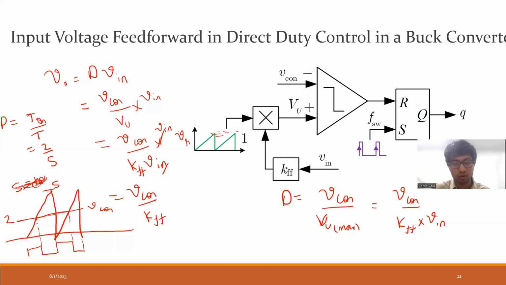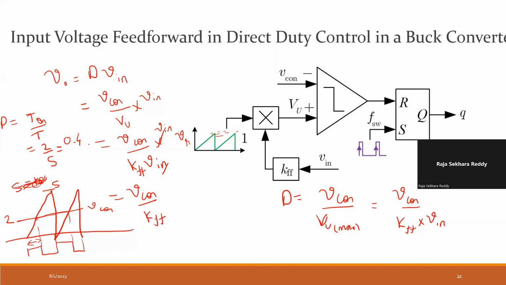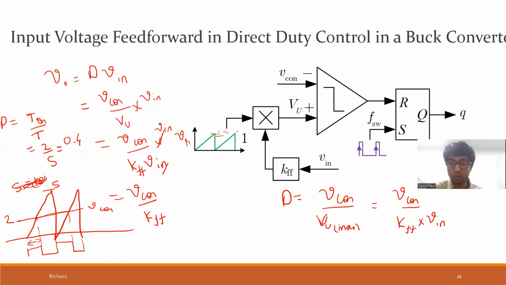Because this determines how long it is on. If this was at 5, it would be on the whole time. But because it is at 2, it is on only for 40% of the duration. So my duty ratio will be equal to 0.4. So that Vu is the peak of the ramp. That's why I wrote Vu max over here. Here actually it was wrong. It should be Vu max. Sorry.